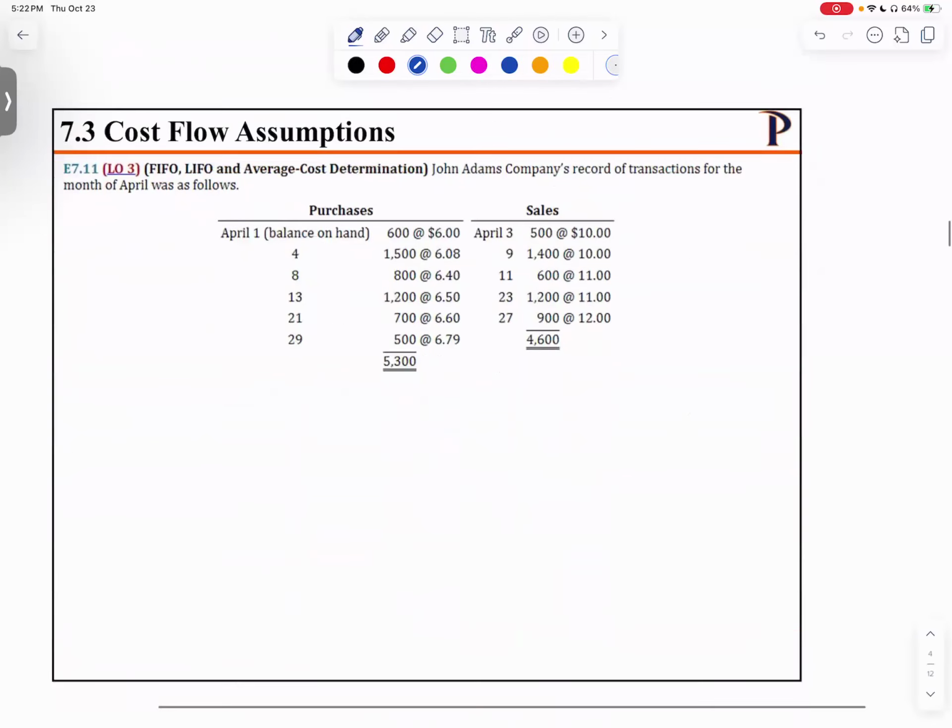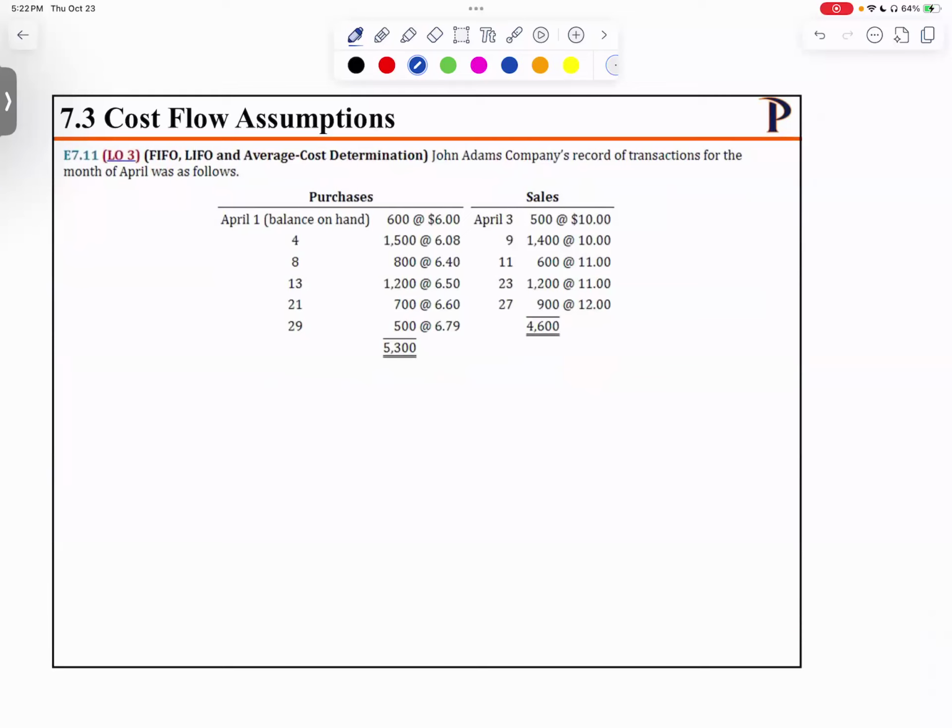So let's jump back into our example here. So all of our purchases and sales are outlined. And so with FIFO, we can just start at the beginning and work our way down. So our goal is to get to 4,600 units. These are the total units that we've sold. So we're just going to start with our beginning balance. So we had 600 at $6, and we're going to keep moving down our inventory account until we've reached 4,600.